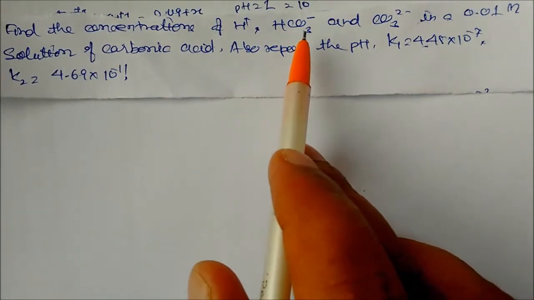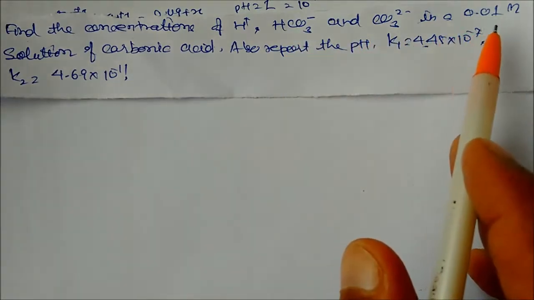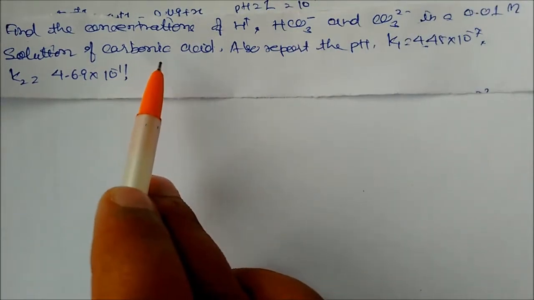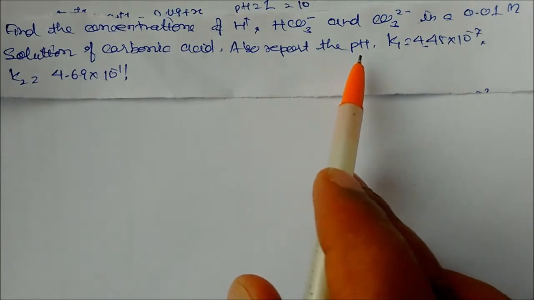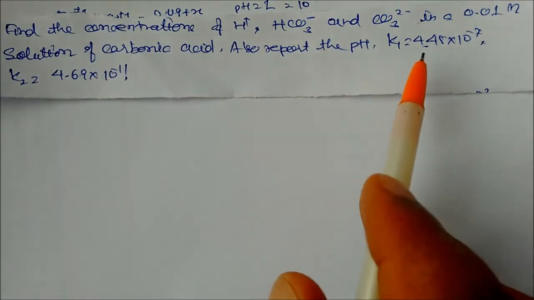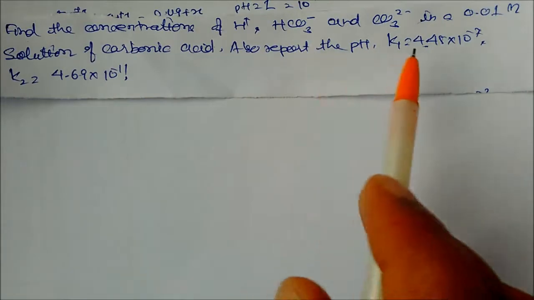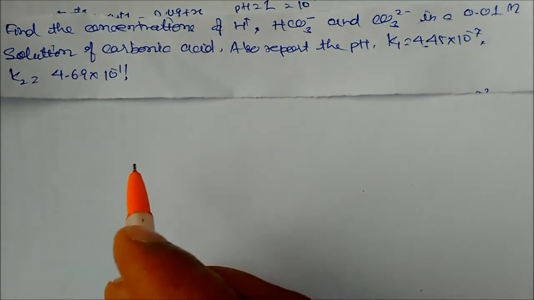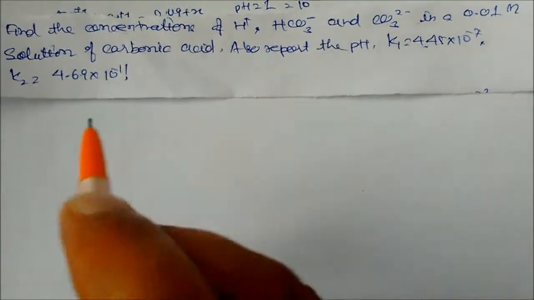Next: concentration of H plus, HCO3 (bicarbonate) in a 0.01 molarity solution of carbonic acid. We have to report the pH of this solution. K1 and K2 are given over here. We have to report only the pH plus these three concentrations.